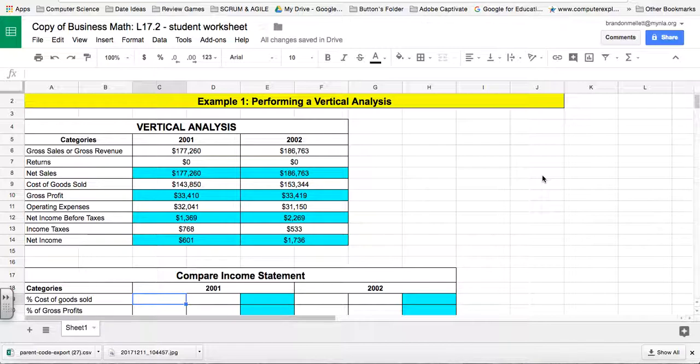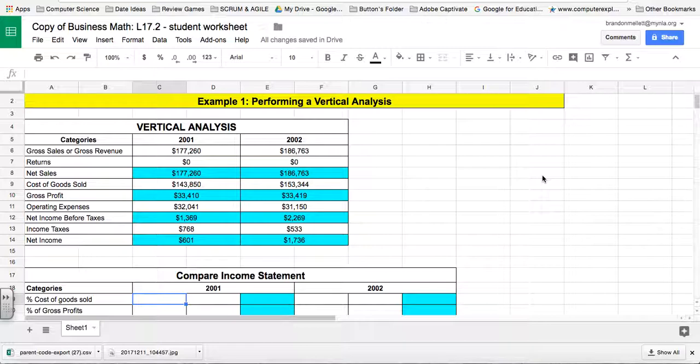A vertical analysis is converting the amounts that we have in the income statement to percents. And then in a horizontal analysis, what we're looking to do is to take percents or different amounts from year to year and then change those into percents to see what growth is taking place from year to year. So let's start with example 1.